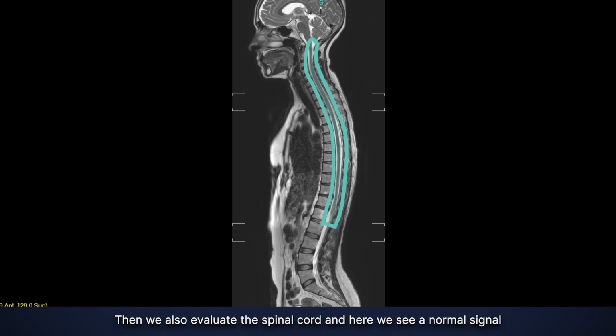Then we also evaluate the spinal cord. And here we see a normal signal spinal cord and normal caliber without any suspicious cord lesions.